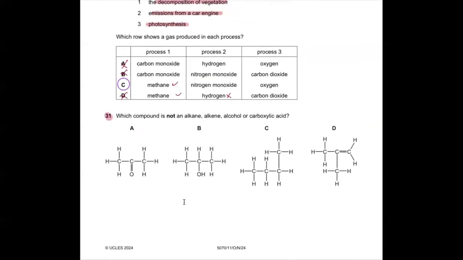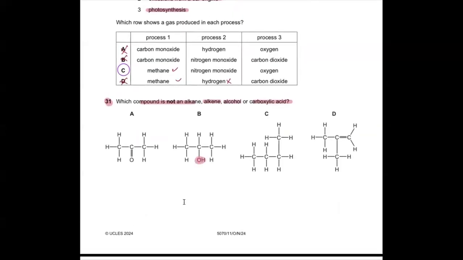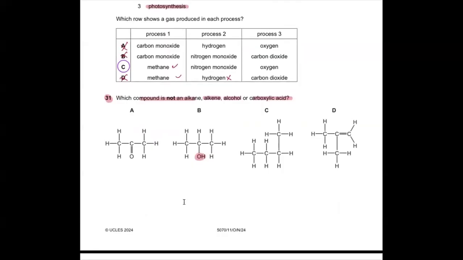Now, MCQ number 31, which compound is not an alkane, alkene, alcohol, or carboxylic acid? So if you see this one, it's not an alcohol, it's not an alkane, it's not an alkene. There is a C double bond O, and on both sides there is carbon, which is actually called a ketone, but over here it's not an alkane, not an alkene, not an alcohol, not a carboxylic acid. So A is your correct answer.